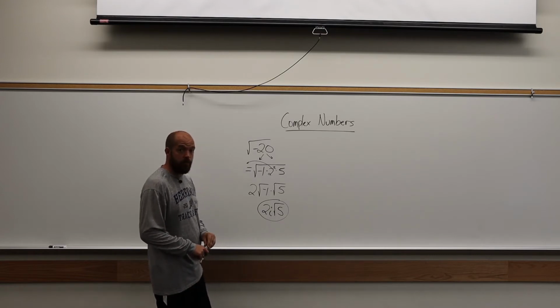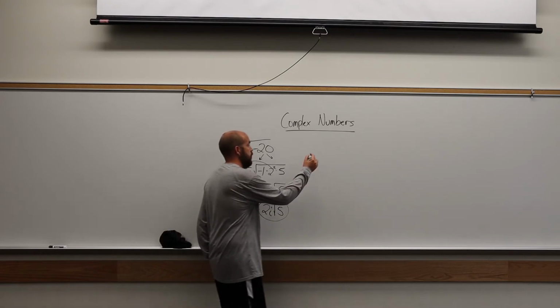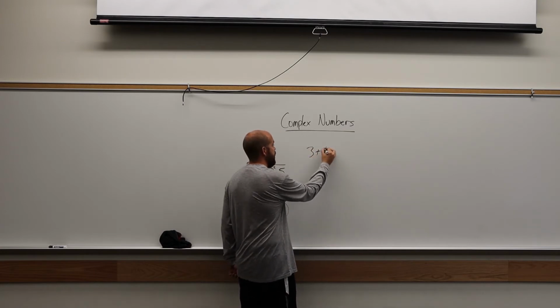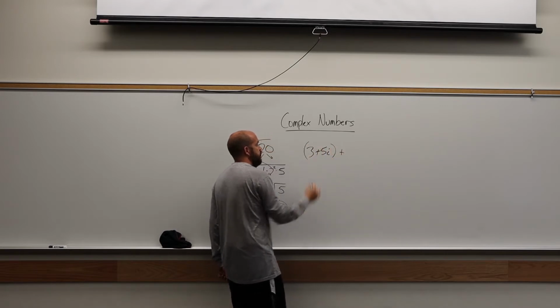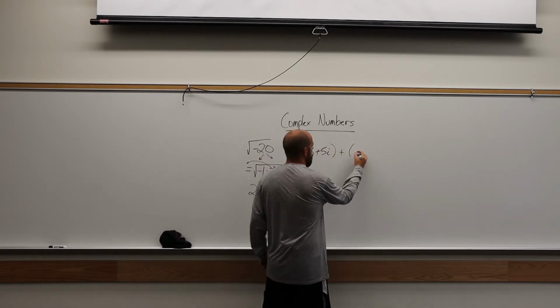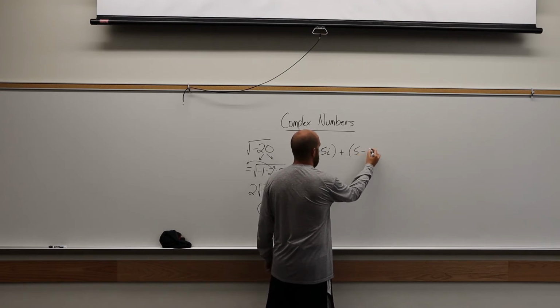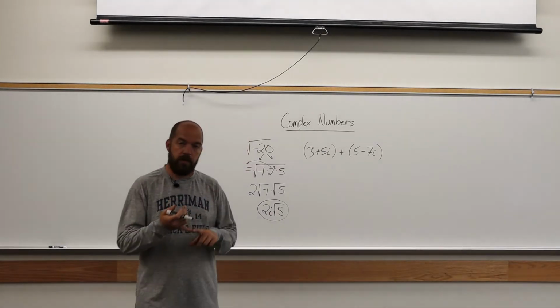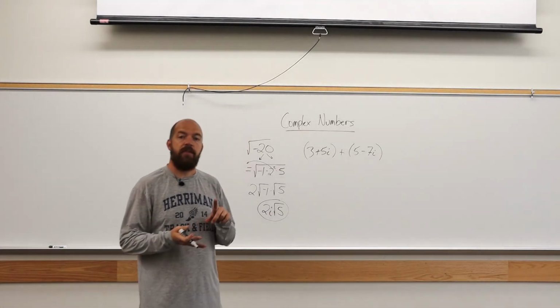If you're adding and subtracting imaginary numbers, let's say we've got a complex number, let's do 3 plus 5i, and we're adding to that, in parentheses just to keep it together, another complex number, 5 minus 7i. Okay. When you add complex numbers together, the real parts add or subtract together, and the imaginary parts get together.